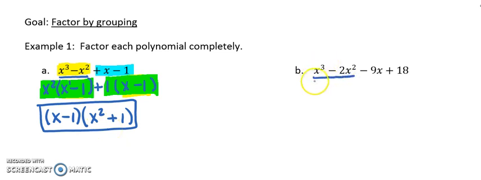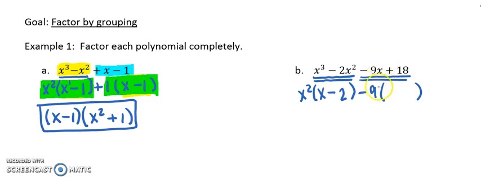So the GCF between these two is going to be an x squared. And if we factor that out of there, x cubed divided by x squared is x. Bring down the minus, and 2x squared divided by x squared is just this 2. Remember what I said about the signs. Whatever sign is here, that's what you want to bring down. And then the GCF between 9 and 18 would be 9.